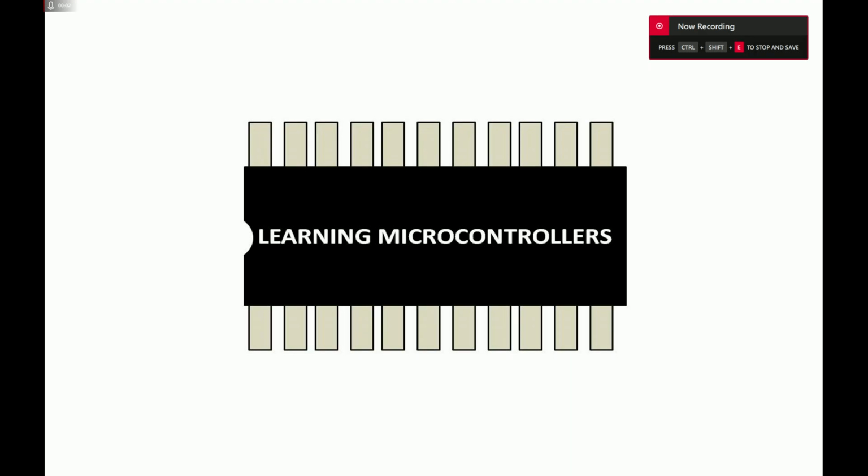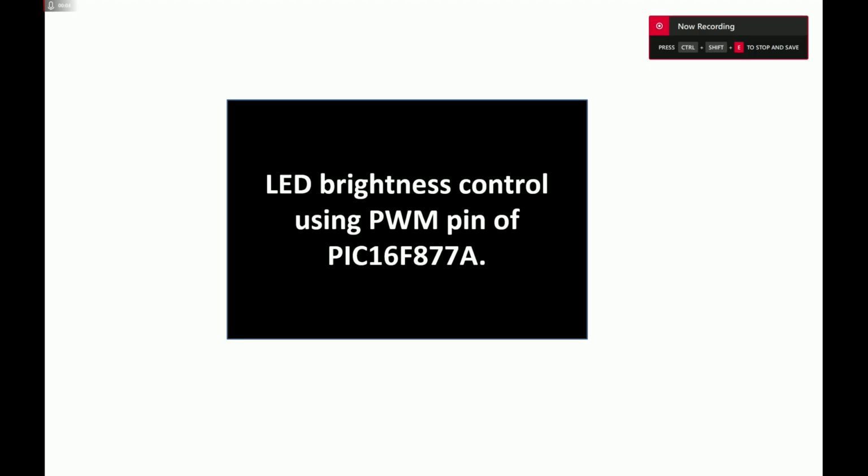Guys, welcome to learning microcontrollers. In this video I will show you how we can control the brightness of an LED using the PWM pin of the PIC16F877A microcontroller using the MikroC for PIC compiler. So let's get started. This over here is our PIC16F877A microcontroller, having 40 pins and the 30 IP version.